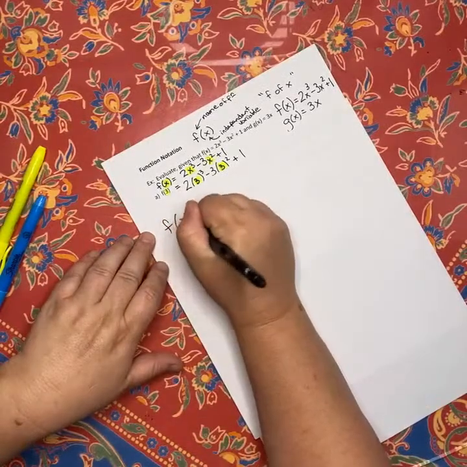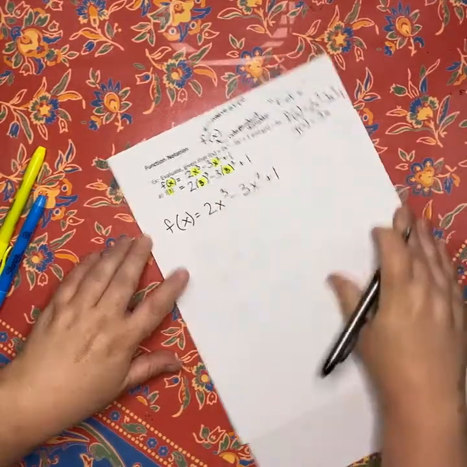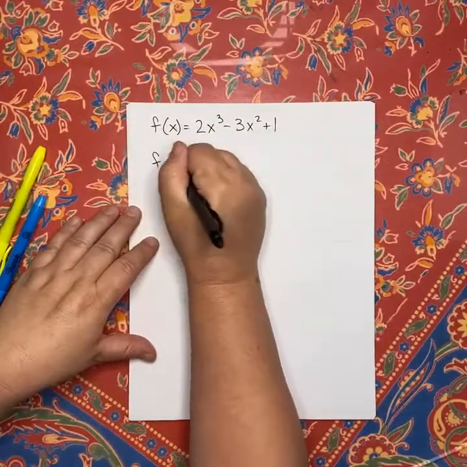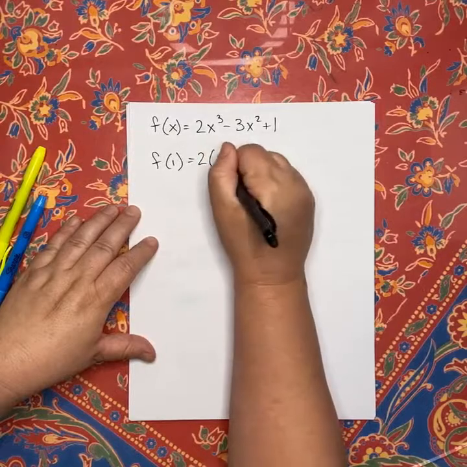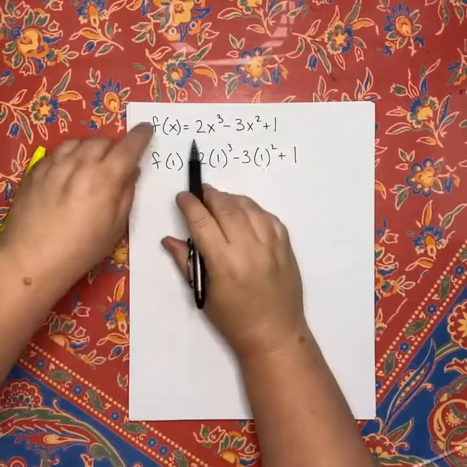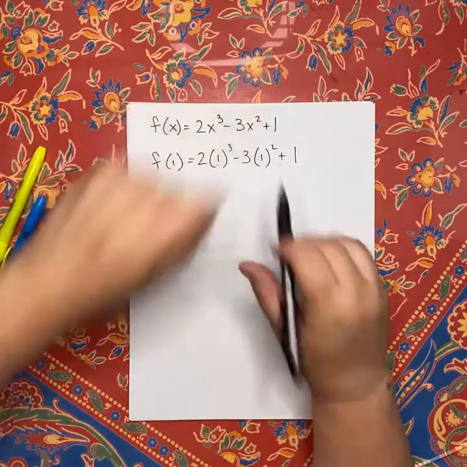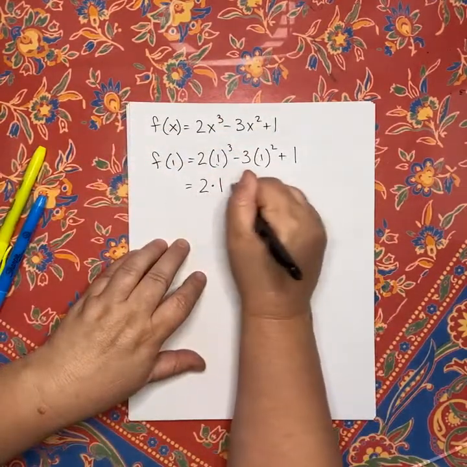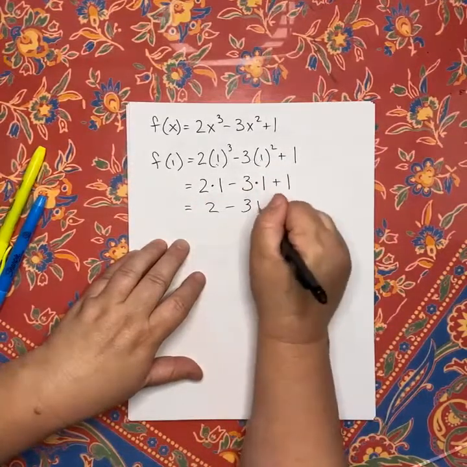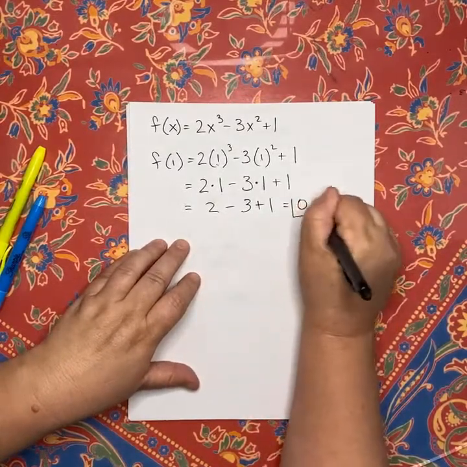If f of x equals 2x cubed minus 3x squared plus 1, which f of x could mean a lot of things. So let's do f of 1. That's going to be 2 times 1 cubed minus 3 times 1 squared plus 1. So everywhere there was an x, I'm putting a 1. So this is 2 times 1 minus 3 times 1 plus 1, is 2 minus 3 plus 1. 2 minus 3 is -1 plus 1 is 0.